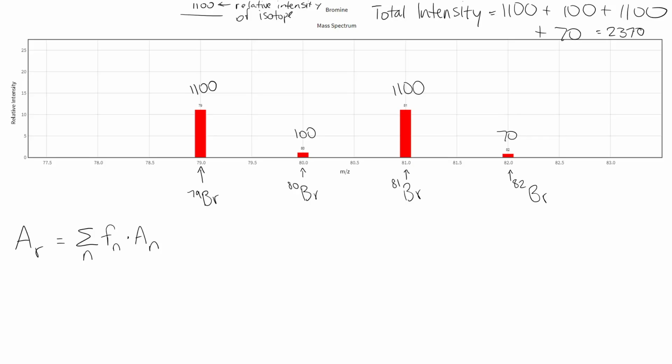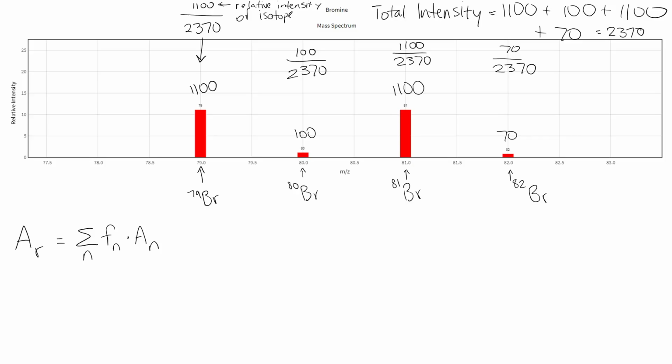You can, of course, use a calculator for that. I just did it in my head real quick. So we have 1100 divided by 2370. That is the fraction for bromine 79. The fraction for bromine 80 is its relative intensity, 100, divided by the total, so 100 divided by 2370. For bromine 81, it's 1100 divided by 2370. And for bromine 82, it's 70 divided by 2370.